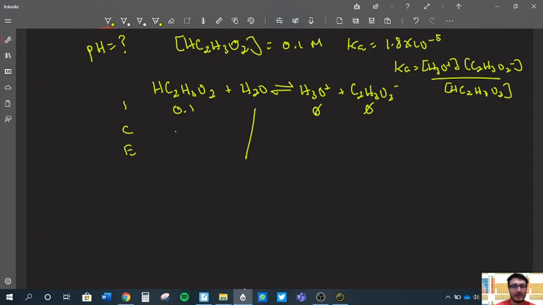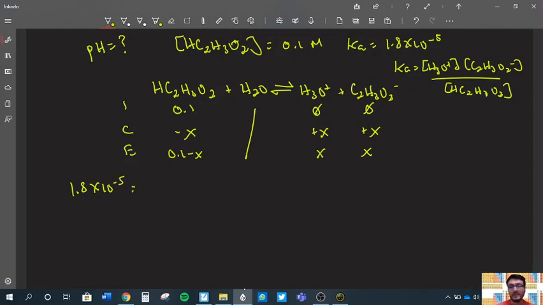Then we have this decreasing by a certain value. Don't know what that is. It's x decreasing, so minus x. It's all a 1-to-1 ratio, so this will increase by positive x, and this will increase by positive x. At I and C, you've seen this many times now, and we get these expressions at equilibrium. Okay, we then plug that in. Our Ka expression, we know what Ka is. It's 1.8 times 10 to the negative 5.